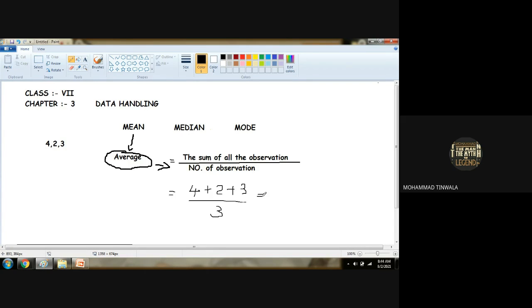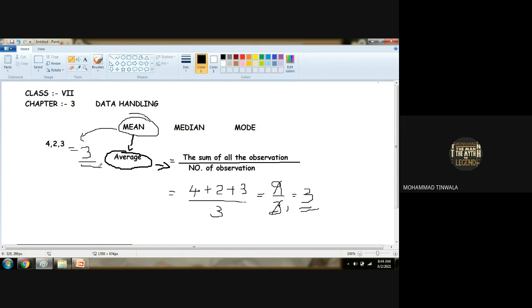The 4, 2 and 3. 4 plus 2 is 6. 6 plus 3 is 9. 9 divided by 3 gives us 3, since 3 ones are 3 and 3 threes are 9. So what is the average we got? What is the mean we got for the given data? The mean of the given data is 3. Have you all understood the concept of mean?